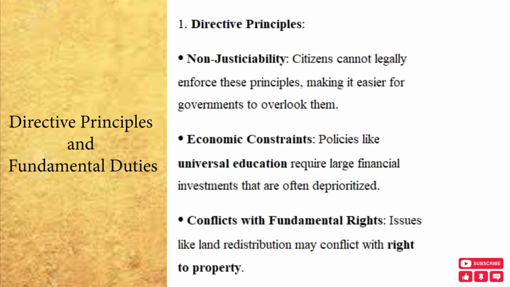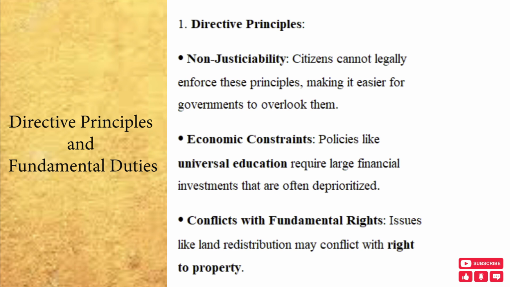As a result, governments often prioritize short-term political gains over long-term goals like poverty alleviation or universal health care, as outlined in the directive principles. B. Economic and financial constraints. Many directive principles, like universal education, Article 45, or improving public health, Article 47, require huge financial investments. Given India's limited resources and competing priorities, governments often face difficulties in fully implementing these principles.